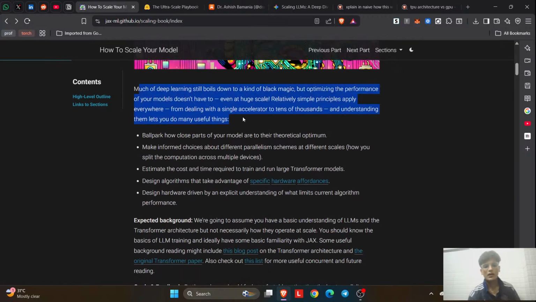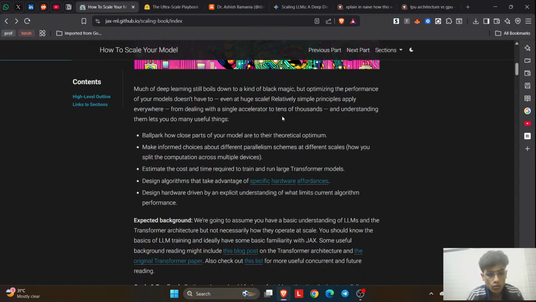Much of deep learning will boil down to kind of magic, black magic. But optimizing the performance of a model doesn't have to. Even at a huge scale, relatively simple principles apply everywhere, from dealing with a single accelerator to tens of thousands, and understanding them lets you do so many useful things.